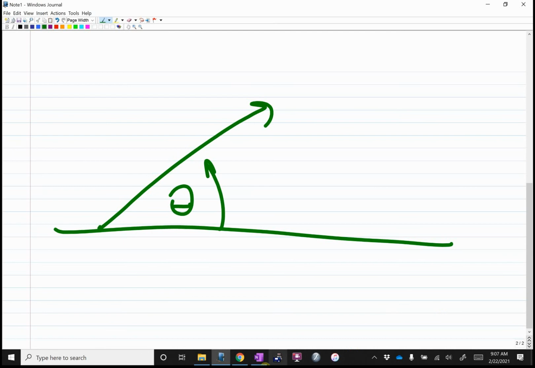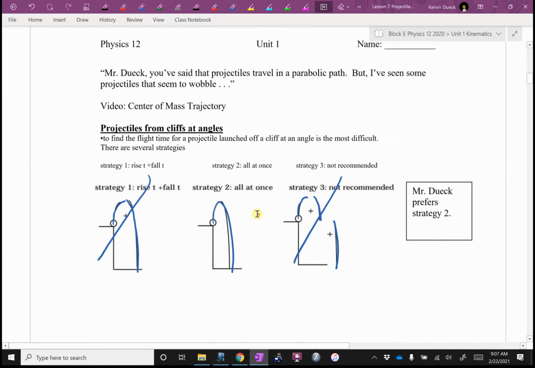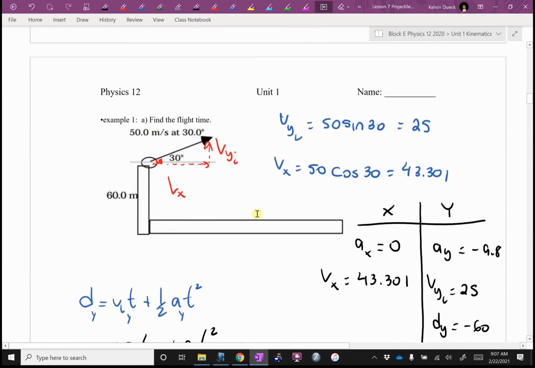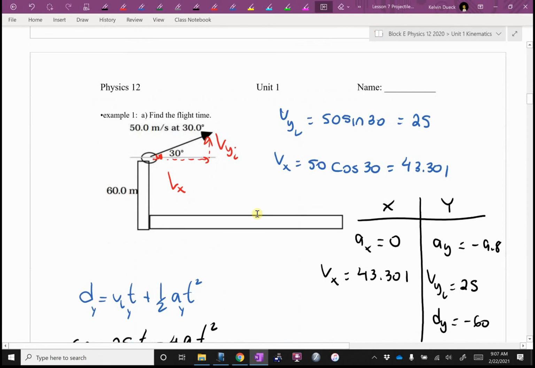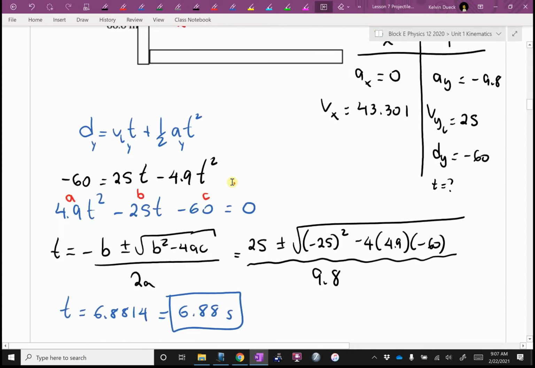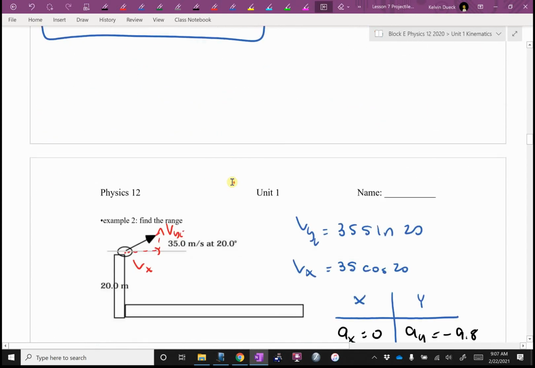The toughest is what we looked at last day, cliff at an angle. And the reason this one is the toughest is that to find time, you're going to end up using the quadratic formula. Or there is a clever workaround. If you're shaky on the quadratic formula and you want the workaround, hit me up later on in class or during a blended block. I almost said flex block. Blended block. Flex block. Remember those?